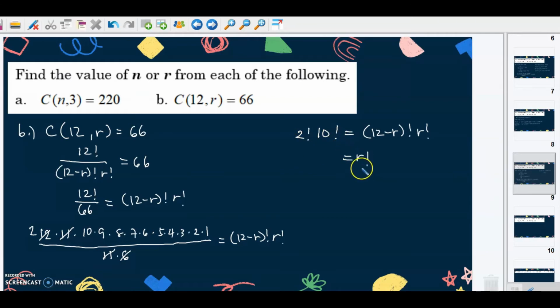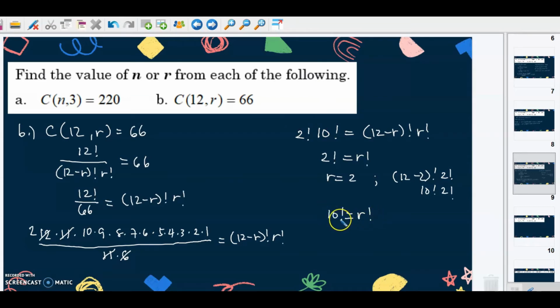So we can equate r factorial to 2 factorial. If we equate r factorial to 2 factorial, then we will have r equal to 2. If r is equal to 2, then on the right side of our equation, we will have 12 minus 2 factorial times 2 factorial, which can be simplified as 10 factorial times 2 factorial, which is the same as the left side of our equation.